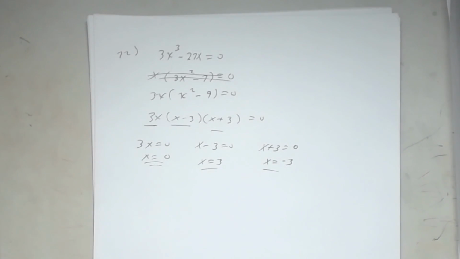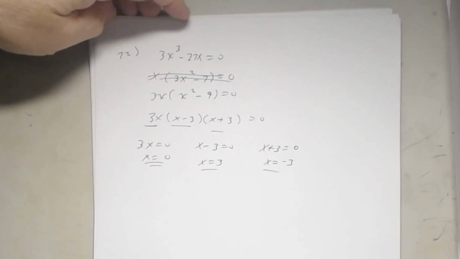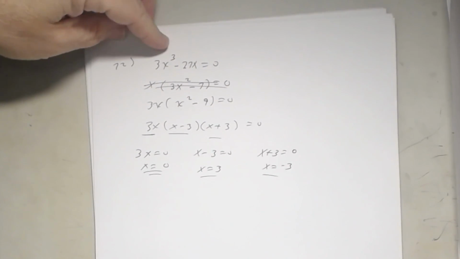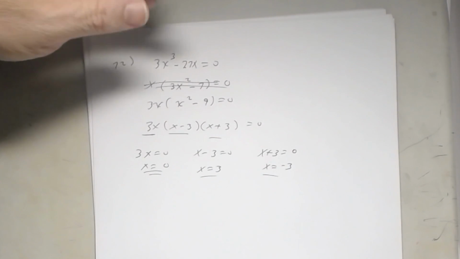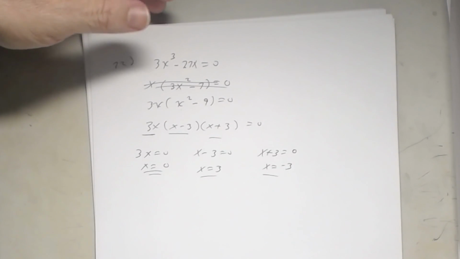All right, so how many solutions do I have here? 3. One of the things you'll learn next semester in terms of polynomial equations is that the largest exponent, which is 3, means you're going to have at most 3 solutions. And how many did I have here? 3. So the larger the exponent, the more solutions you'll have.